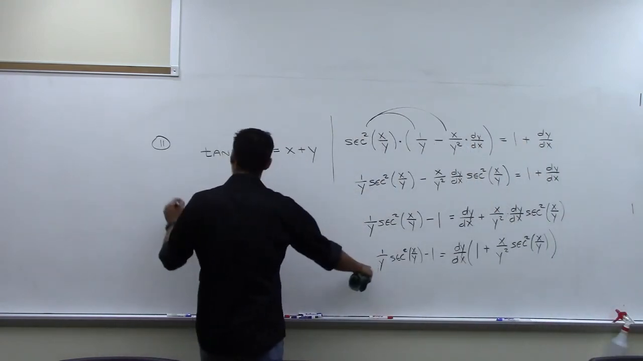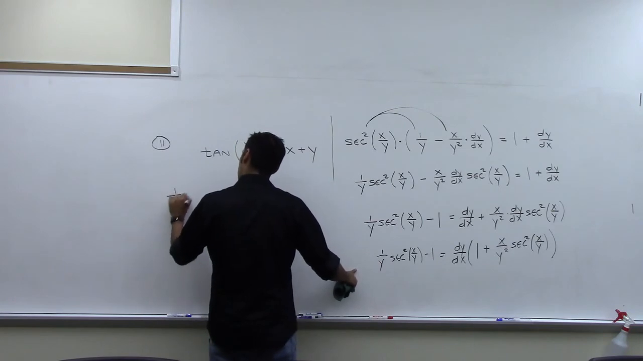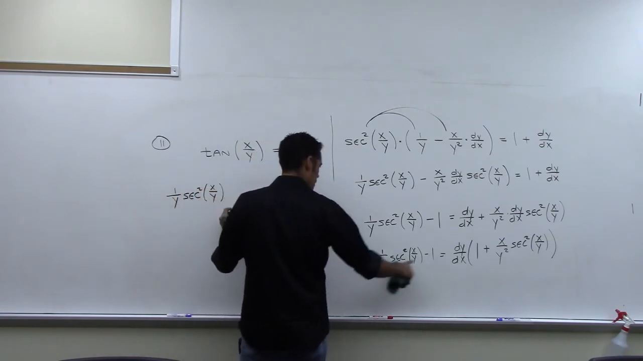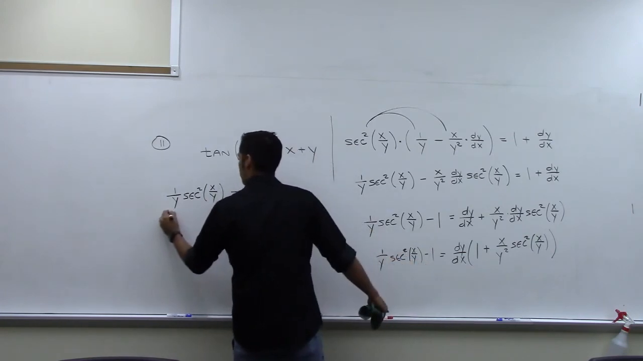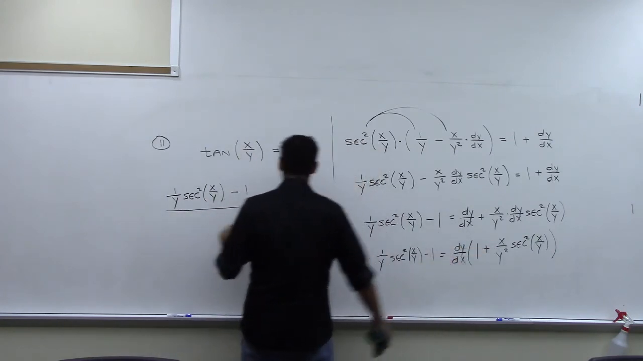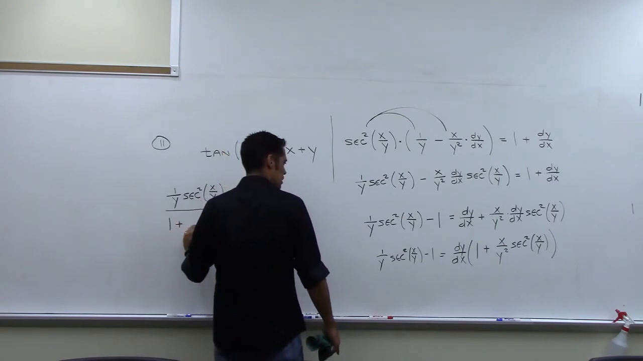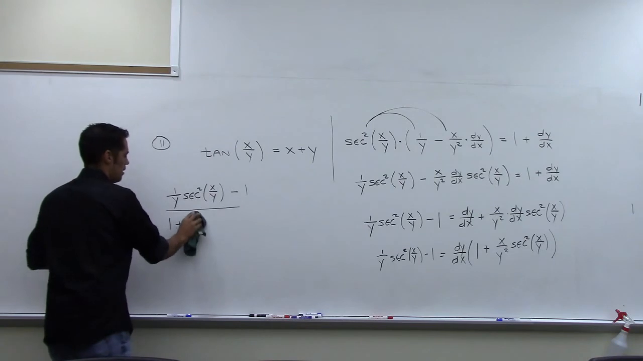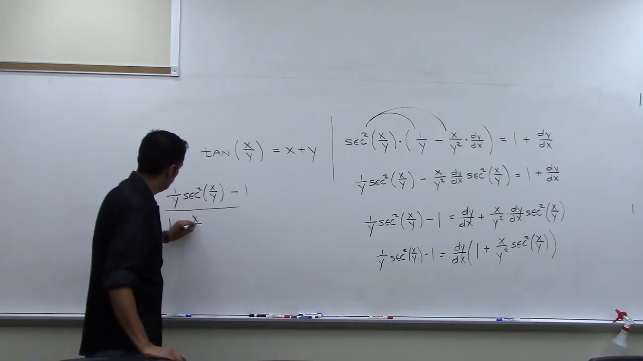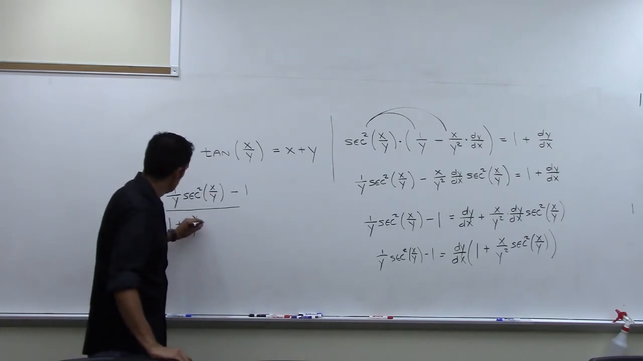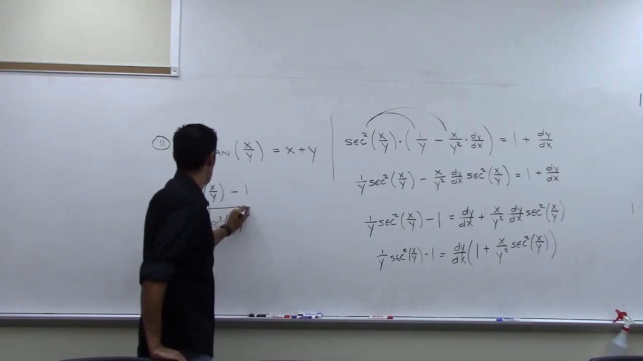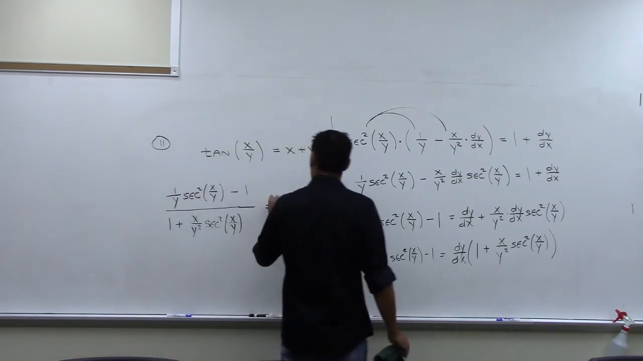So the left side will be 1 over y secant squared x over y minus 1 over this thing over here, which is 1 plus x over y squared, not x squared over y. X over y squared secant squared x over y, and then that equals dy dx.